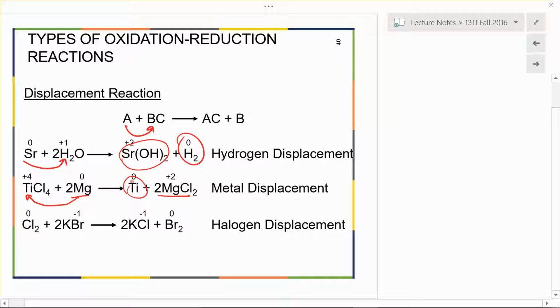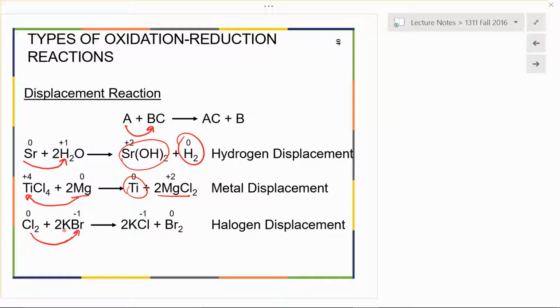Okay. And here is a halogen displacement reaction. Halogen displacement happens when you have two halogens. One of them is in a compound, the other one is pure. Okay, just the halogen all by itself. This chlorine is going to displace the bromine. And so you get bromine out, and the chlorine goes back in. And so there's an activity series that we're going to look at for halogens that will describe that a little better. So these are displacement reactions, when something is displaced by another.